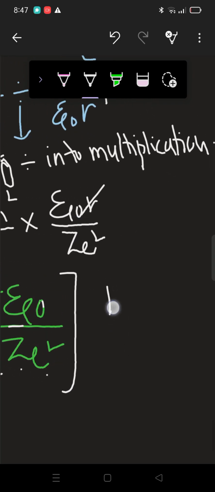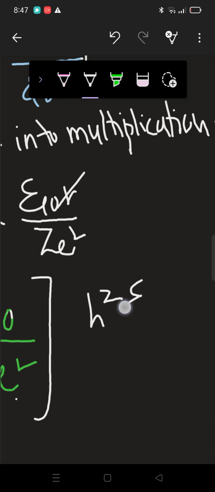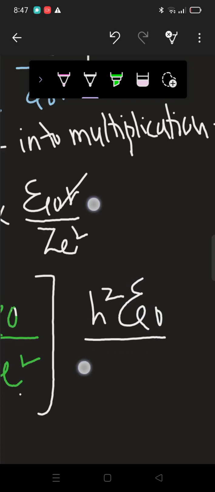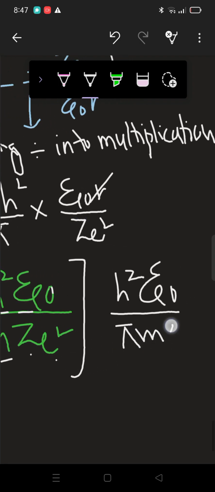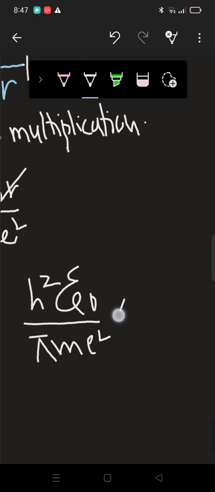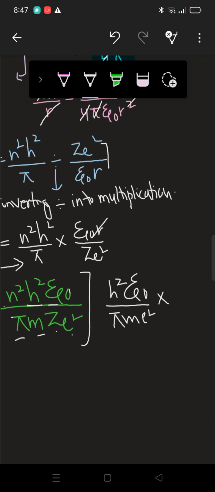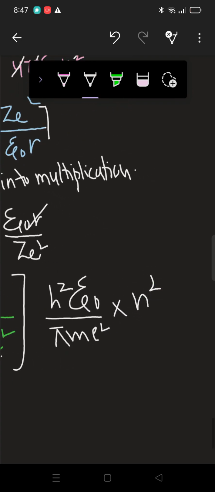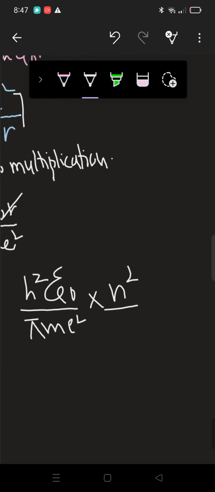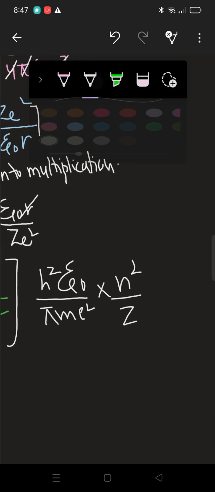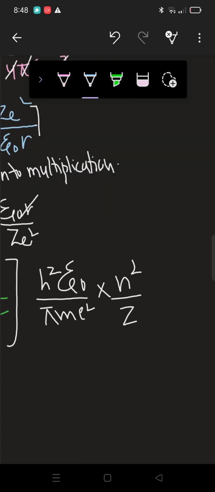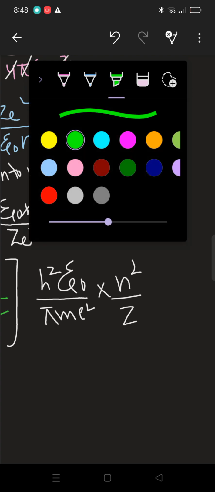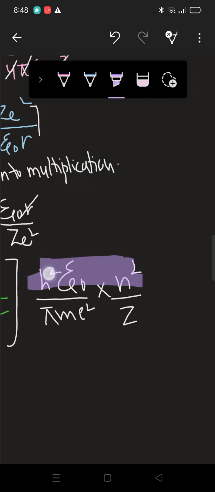So h square is constant, epsilon naught is constant. Down we have pi constant, m constant, e square constant, into, now what's remaining up? n square remaining, by, down we have z remaining. Now we have separated our constant values from the values which are going to change.